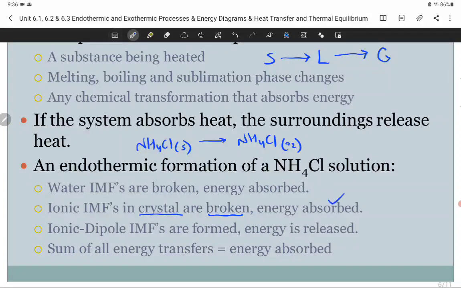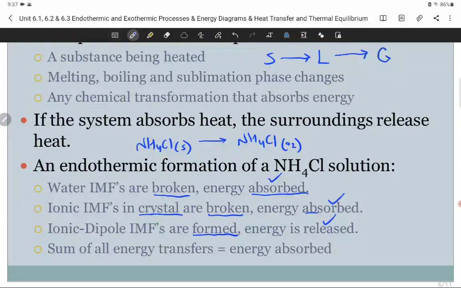Okay? You need those cations and anions to be able to get into the water. So that means water has to break away from water. So those hydrogen bonds need to be broken, energy absorbed. And then, lastly, you need the cations to attract to water's oxygen side of the molecule, and you need the anions to attract to the hydrogen side of water. So those are intermolecular forces that are formed, and when you form bonds, energy is released.